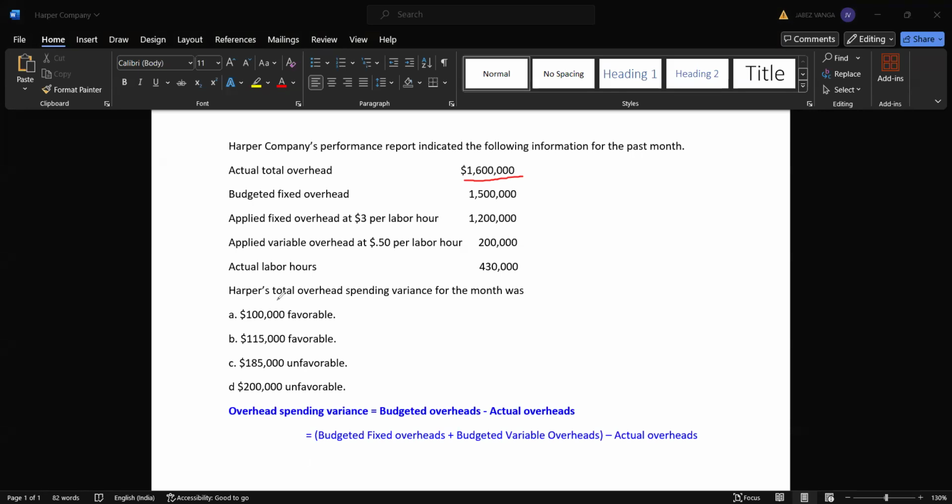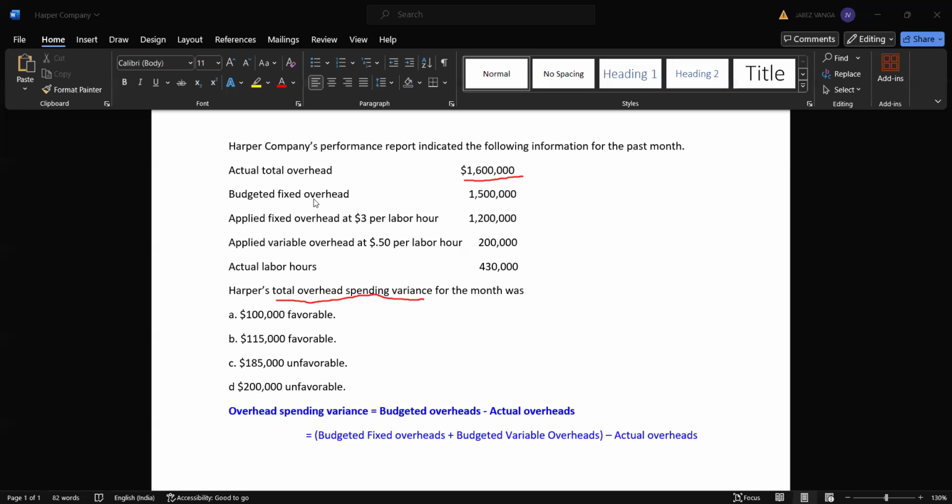About the budgeted overheads is the sum total. Now we are asked to calculate about the total overhead spending variance. So the total overheads have to be taken into consideration. So total overheads will be the sum total of the budgeted fixed overheads and the budgeted variable overheads. So when we add both of them, it would become the total overheads. So total budgeted overheads minus the total actual overheads. So actual total overheads are already given to us. We need to now find out about the budgeted total overheads. Now, how do we calculate this one?